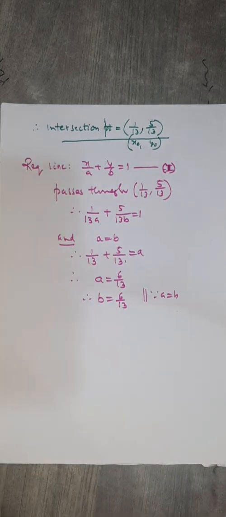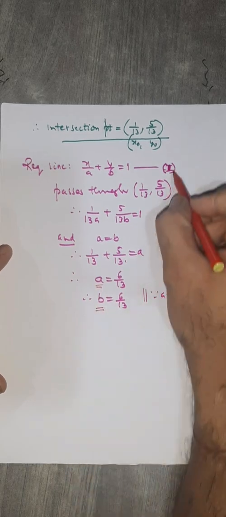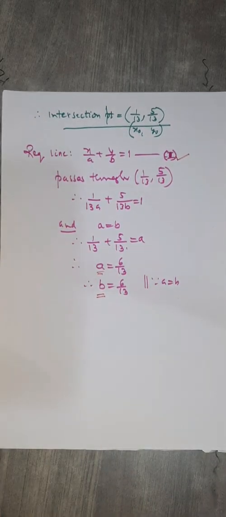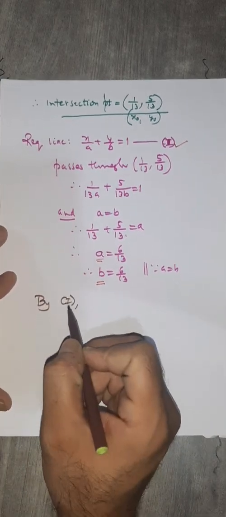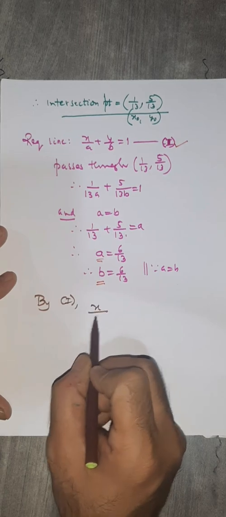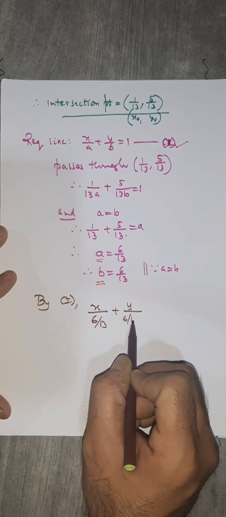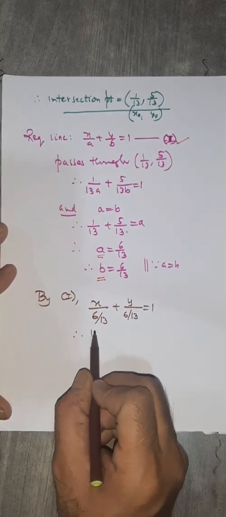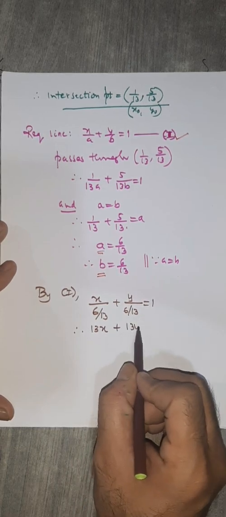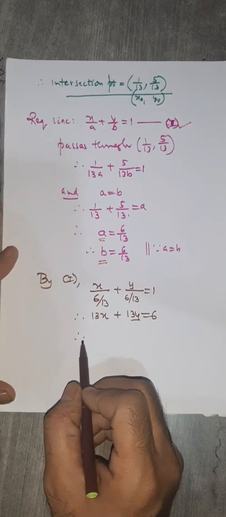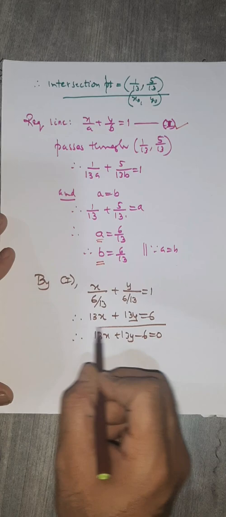Equal intercepts. Okay. Now we just put these two values of a and b in equation number 1. So now the required line is x upon a, which is 6 by 13, plus y upon b, which is also 6 by 13, equals 1. So 13x plus 13y equals 6. And therefore 13x plus 13y minus 6 equals 0.